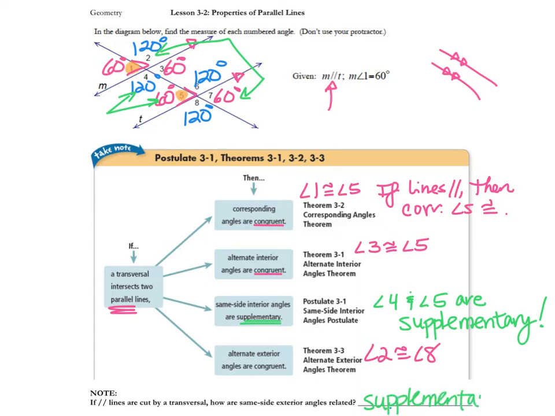So notice that most of the angle pairs are congruent, except for the ones that are same side interior and same side exterior, or consecutive interior, consecutive exterior pairs, which are supplementary. Obviously, linear pairs are also supplementary. Vertical angles are congruent. Those don't rely on parallel lines, but these are the new properties that you should know about parallel lines.